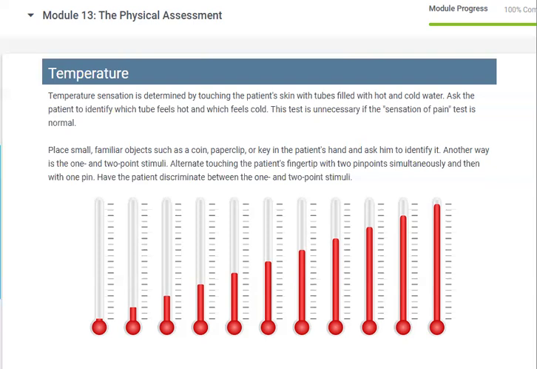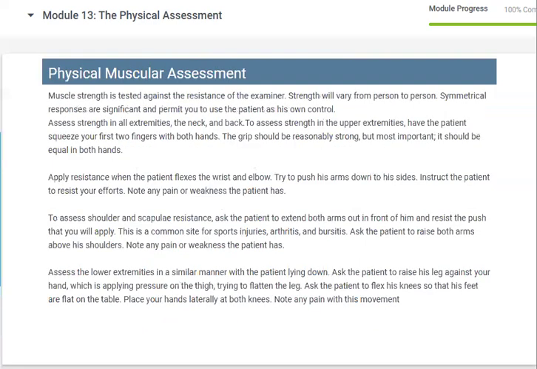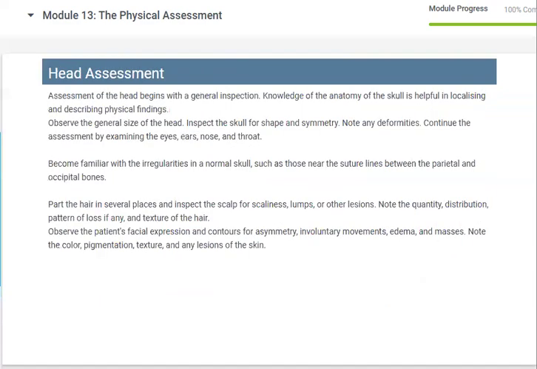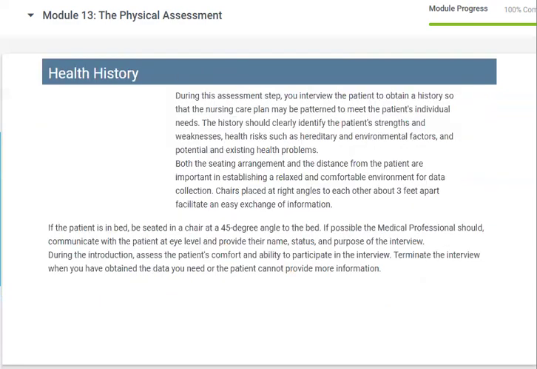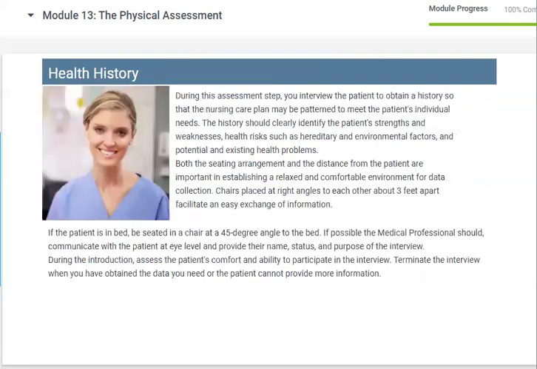Components of the physical assessment will encompass all of the following: health history, chief complaint, past medical history, family health history, and vital signs including blood pressure, temperature, and pulse. Health history. During this assessment step, you interview the patient to obtain a history so that the nursing care plan may be patterned to meet the patient's individual needs.